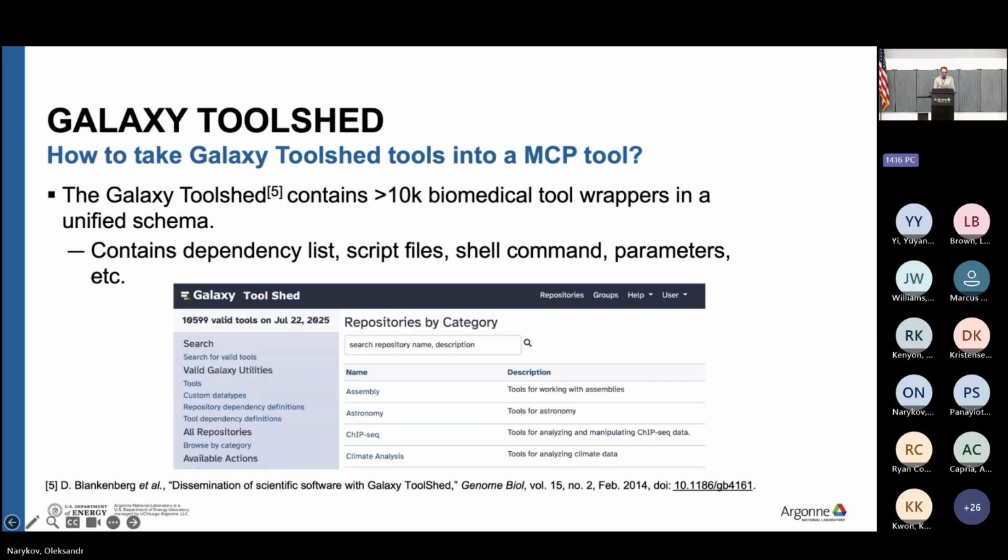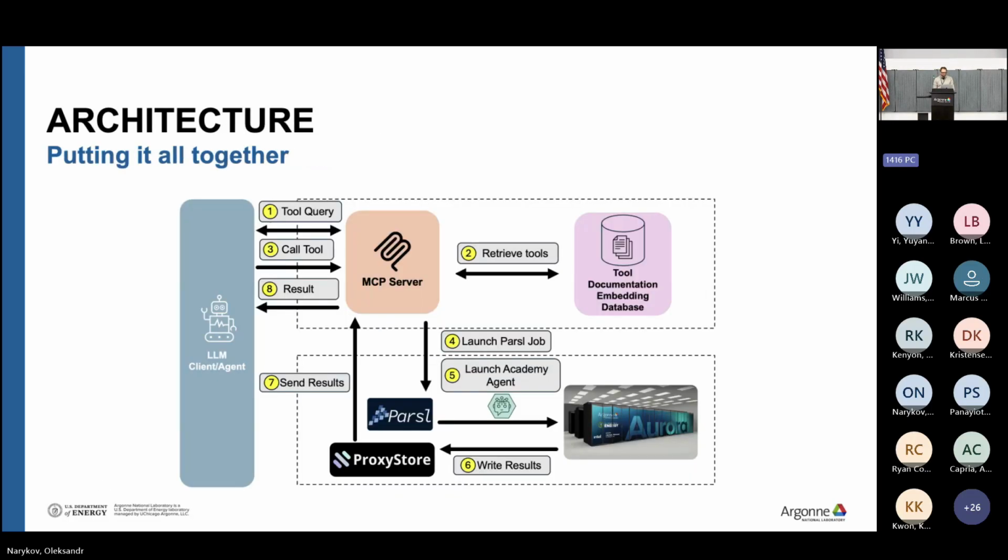Galaxy Toolshed integrates more than 10,000 biomedical tool wrappers in unified schemes. That's why it's so convenient to utilize it. So Rhea's architecture is a bit different.